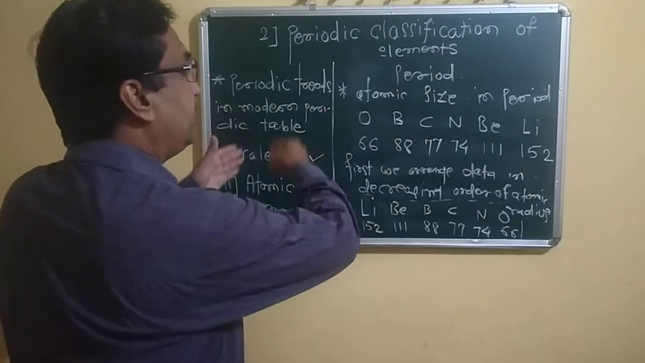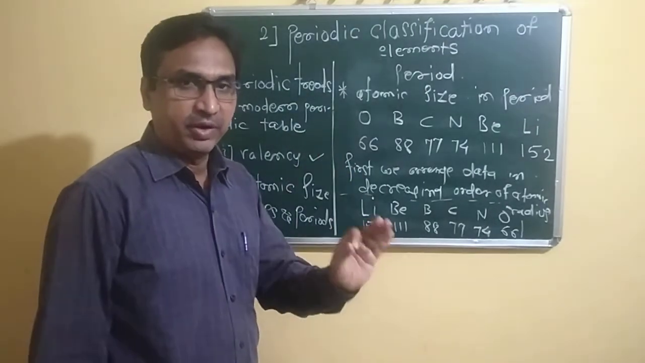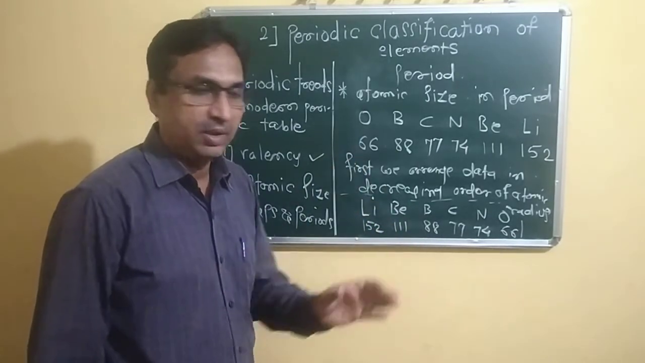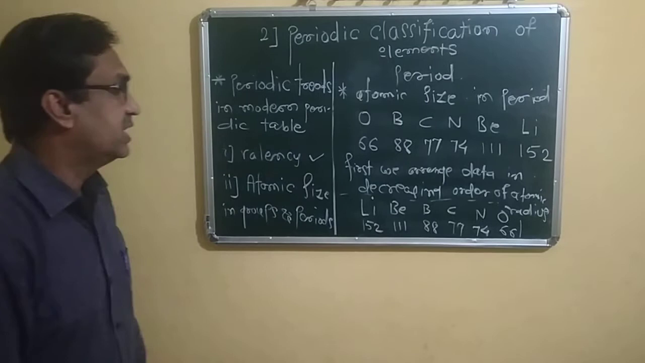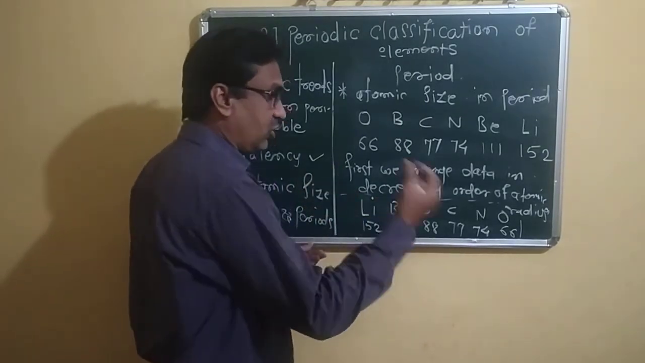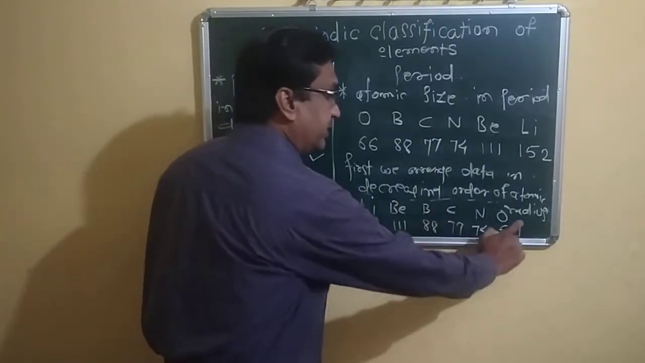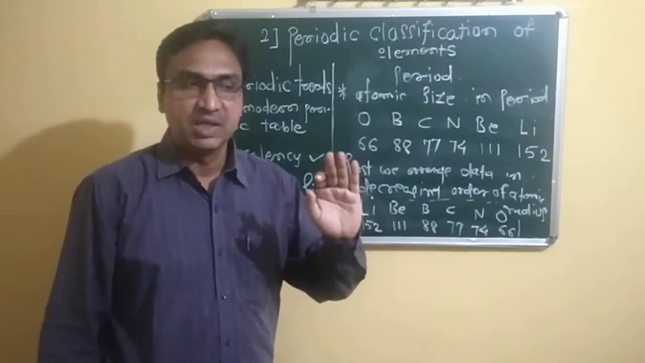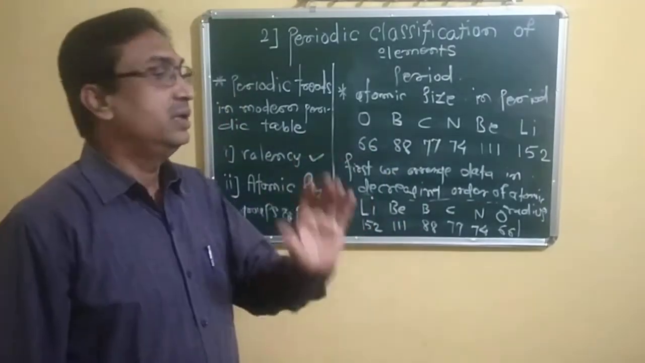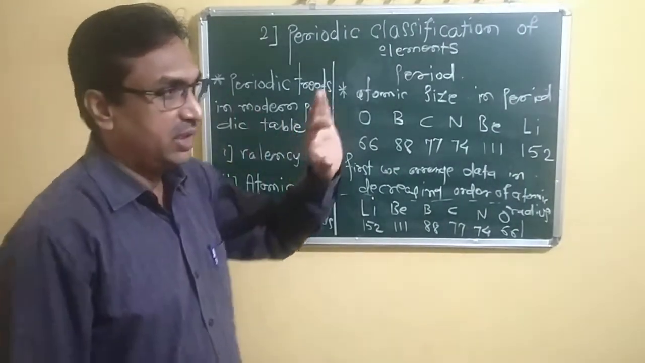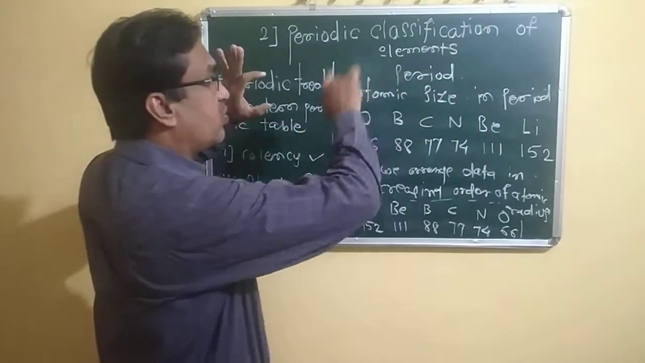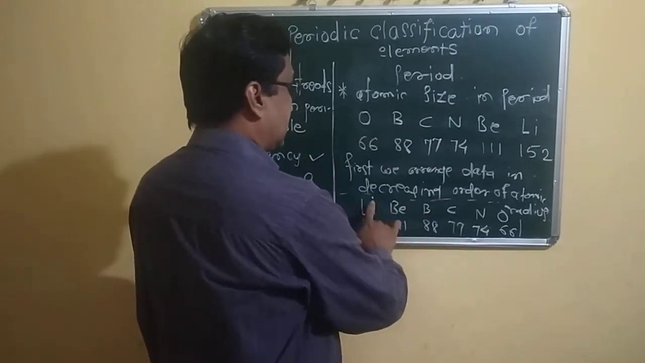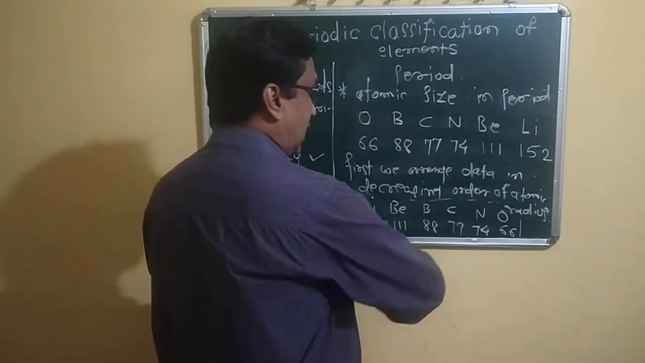In this way, from left to right in a period of the modern periodic table, we can easily see that the atomic radius decreases from left to right. That means the atomic size of an element decreases from left to right in a period. Its atomic size decreases from left to right.